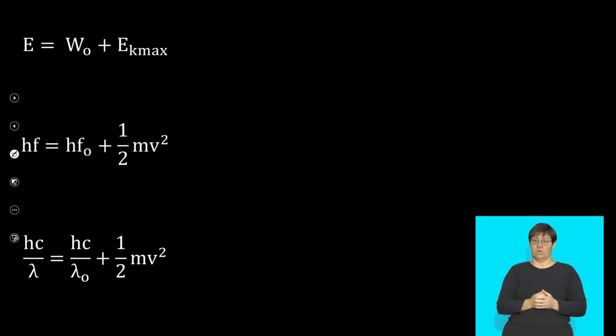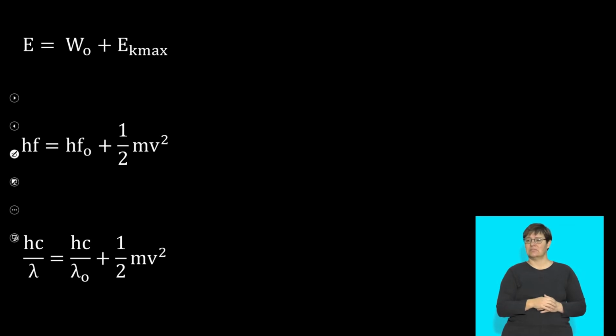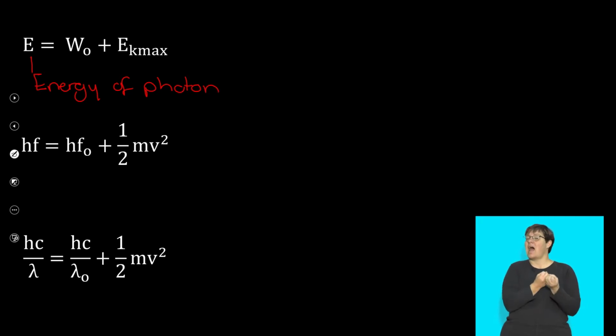Now everyone's just going, oh, this looks horrible. It's really not. E is the energy of the photon. So this tells me how much energy the photon has. I can calculate E by using hf, which is what we just showed you.